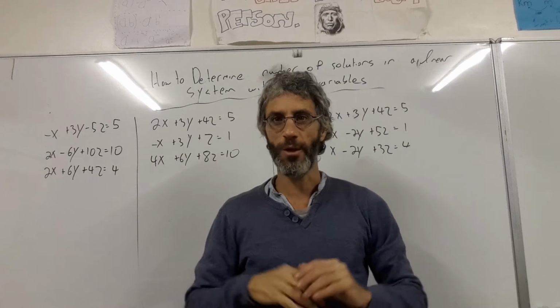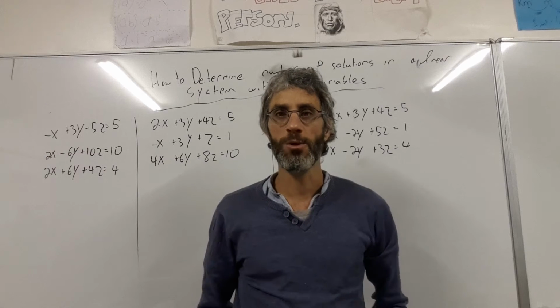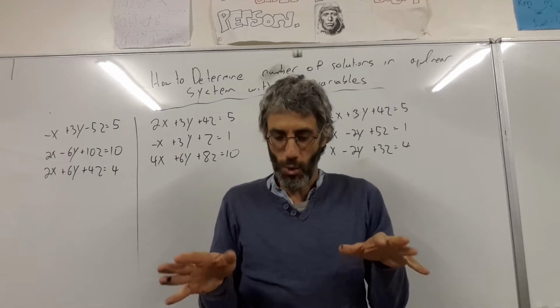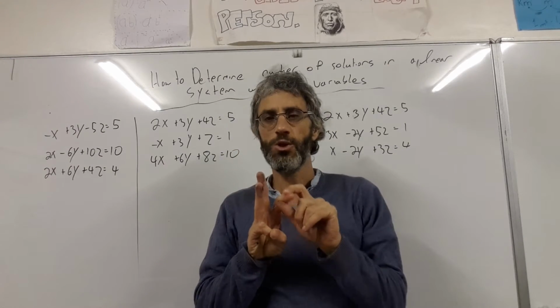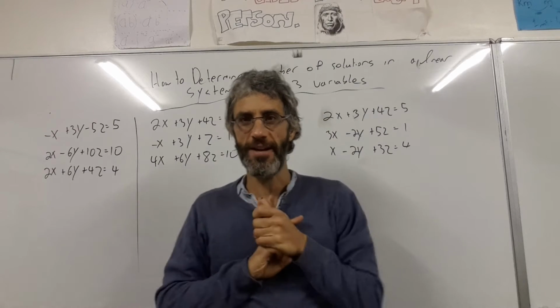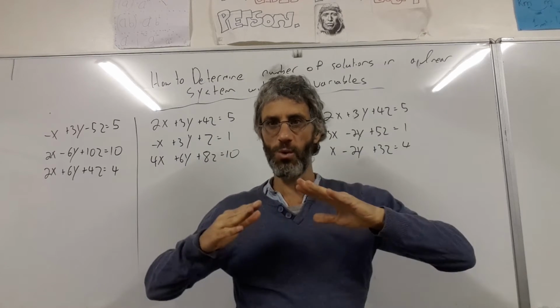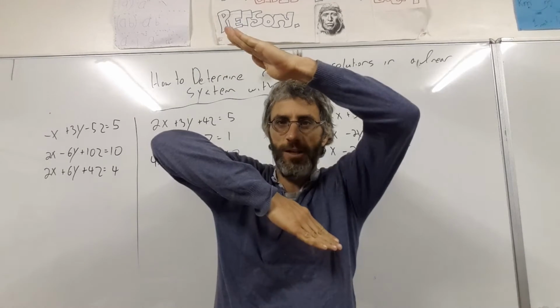So in the last video, we looked at a linear system with two variables, and we explored the three possibilities. One, there's a unique solution. Two, there is no solution. And the third one is that there are infinite solutions. And we saw that it's all about lines intersecting, overlapping or parallel.